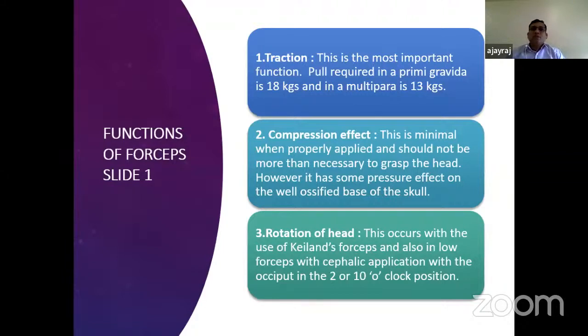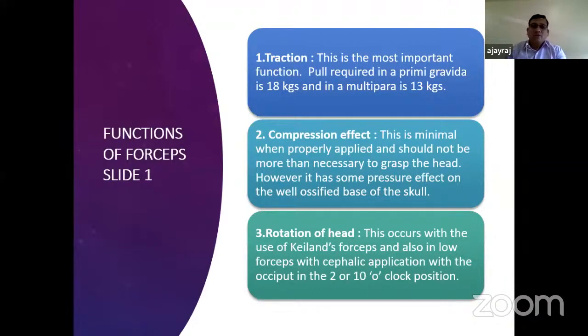Compression effect. This is minimal when properly applied and should not be more than necessary to grab the head. The compression should be just like that. Only minimal force is to be applied on the fetal head during the traction. However, it has some pressure effect on the head and the well-ossified base of the skull.